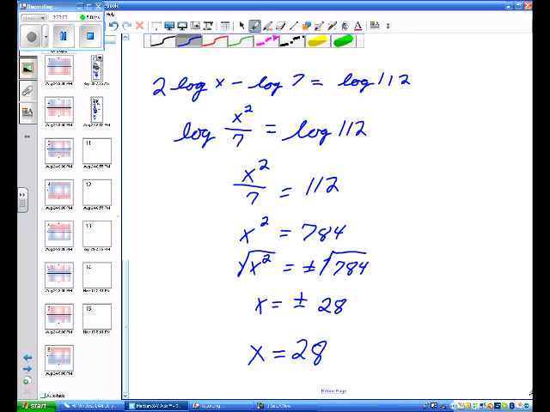So we only have the one answer there, because if we substituted in a negative 28, we wouldn't be able to take the log of it. And you can use your calculator to check that you can't take the log of a negative number. We can only take it of positives.